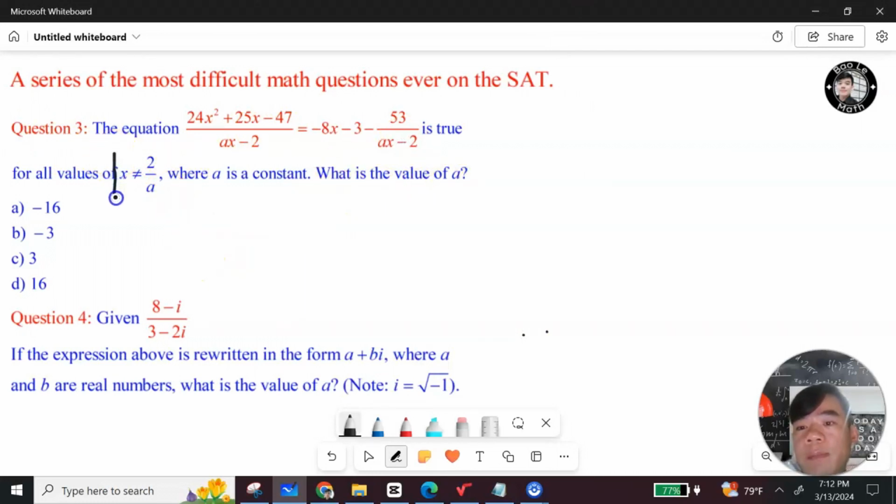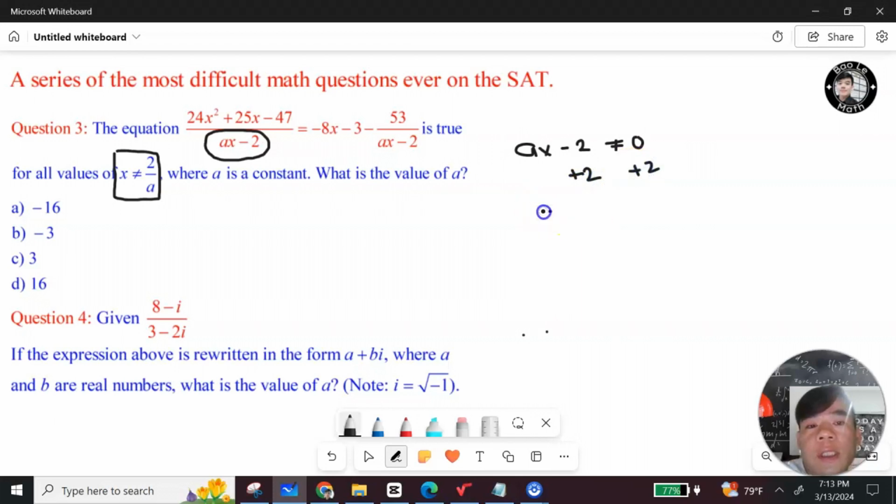Now, remember this one as different from 2 over a. The reason why: in order for the denominator to be different from 0, because if the denominator equals 0, then the equation is undefined. Now, we just let a s minus 2 different from 0, add 2 to both sides, and then we have a s different from 2, and divide both sides by a, so s different from 2 over a. That's why we got this one.